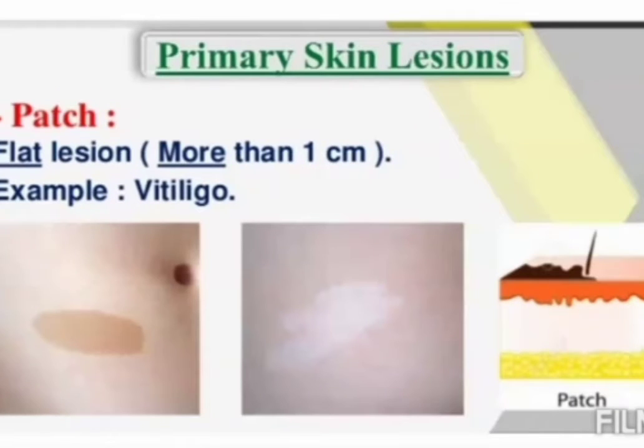Next one, patch. A patch is a flat lesion that is more than 1 centimeter. Example, vitiligo. In Malayalam, vitiligo is vellapand. In that patient you can observe patchy skin lesions all over the body, where their skin is changing. Those patches are larger, more than 1 centimeter. That's why it is known as a patch.